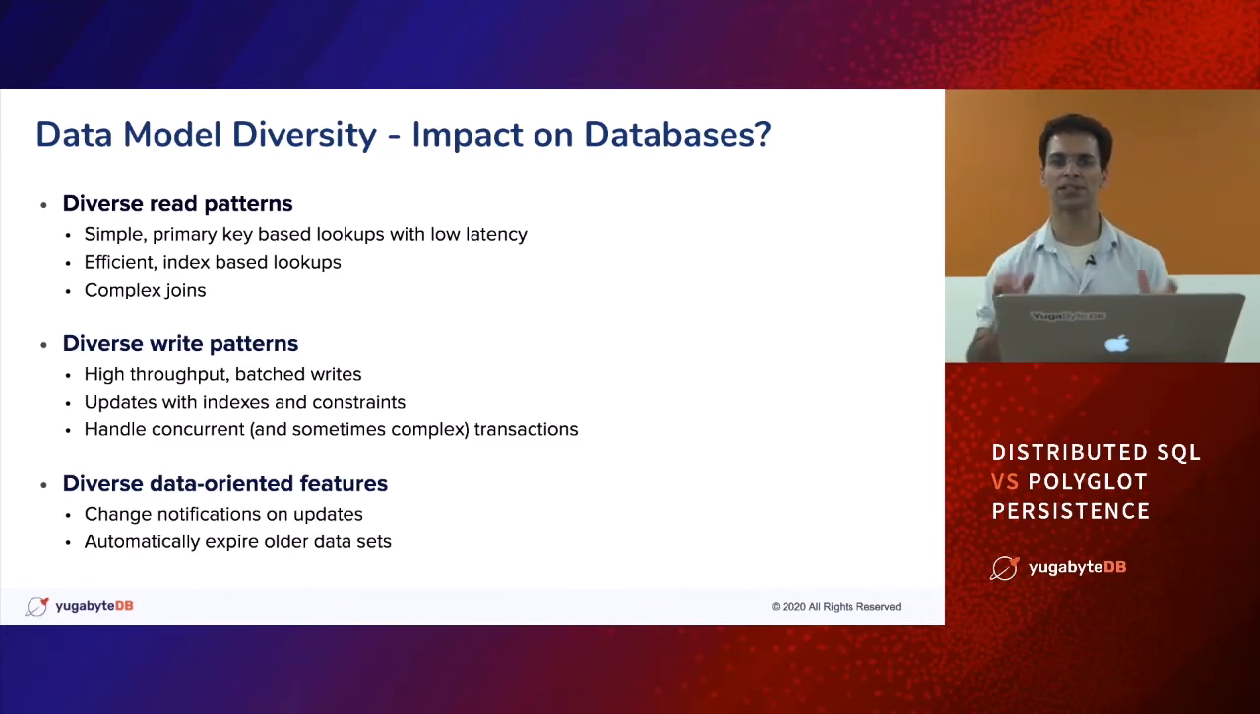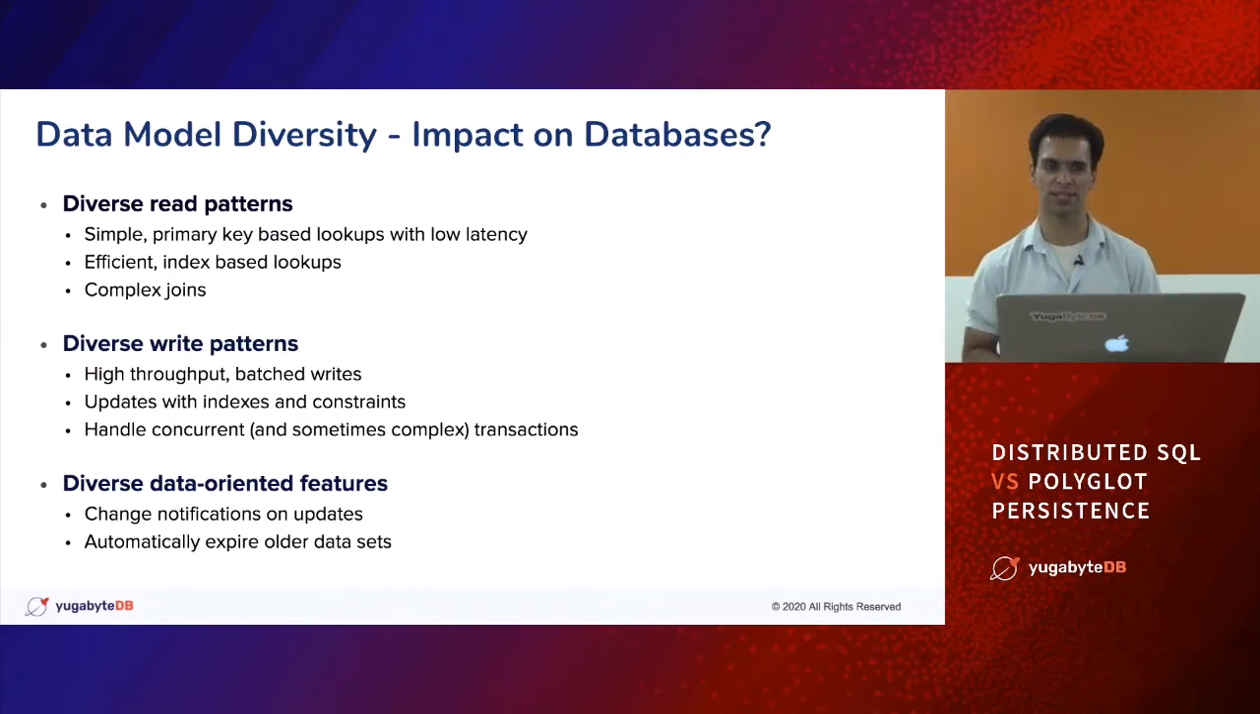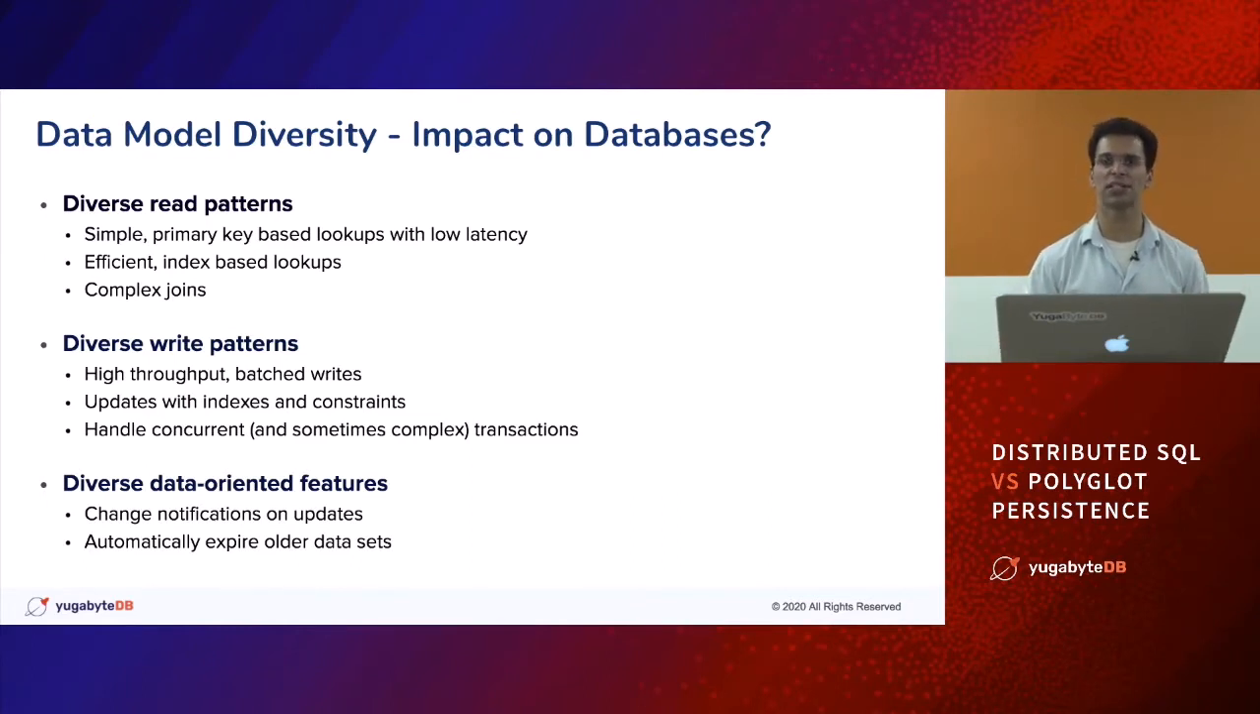But what is the impact of data model diversity, right? You could have data model diversity manifesting itself as read pattern, write pattern, and other general data-oriented features, right, as requests. On the read pattern side, you could have very simple applications that are doing simple primary key lookups to index-based lookups all the way to really complex joins. On the write pattern side, you could have applications doing high-throughput batch writes, simple updates, with indexes and constraints and a bunch of other relational integrity, all the way to complex concurrent transactions that are going on. So this is also a spectrum, right? And microservices need different things at different times.